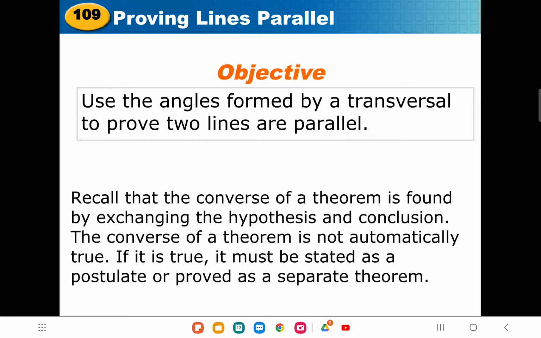This video is a little bit longer, so grab yourself a drink and a snack and get settled in to do some proofs. Now we want to remember that the converse of a theorem is found by exchanging the hypothesis and conclusion, that is, swapping the if part with the then part. It's not automatically true, but if it is true, it's stated as a postulate or proved as a separate theorem.